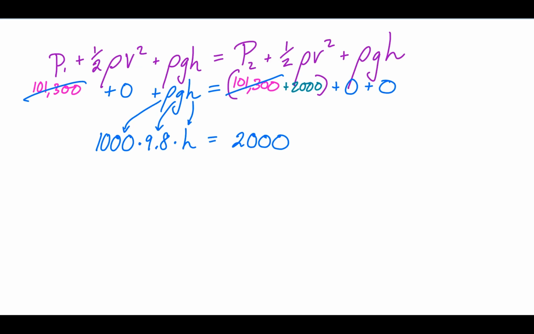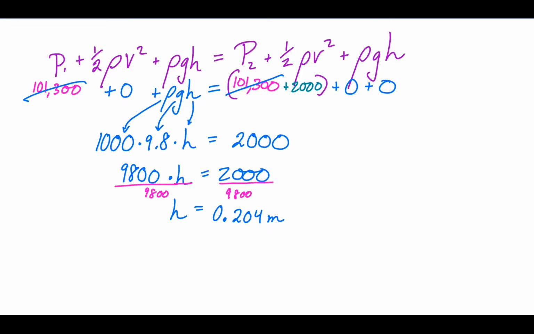So although it doesn't tell us that it's water, you can assume that if you're not given anything, it's basically water, because water is most of what you're made out of. And then we go ahead and solve for height, and we get a height of 0.204 meters, which is 20.4 centimeters.